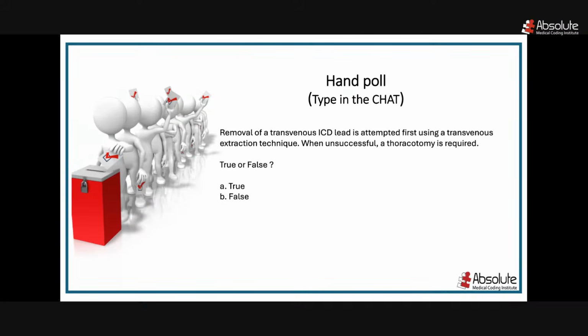Removal of a transvenous ICD lead is attempted first using a transvenous extraction technique. When it is unsuccessful, a thoracotomy may be performed. Is this statement true or false? What say you, coders?